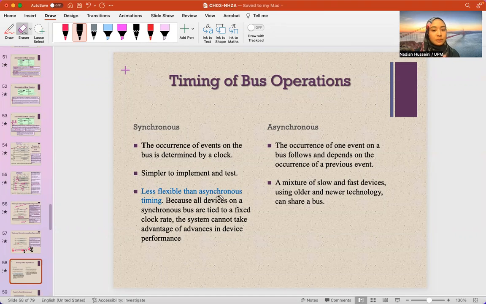However, it is less flexible than asynchronous timing because all devices on a synchronous bus are tied to a fixed clock rate. The system cannot take advantage of advances in device performance. Let's say you have a device that responds really fast and doesn't need to wait one clock cycle. You can't take advantage of that because you still have to wait for one clock cycle. Whereas for the asynchronous, if the device can respond faster, great, just go faster. A mixture of slow and fast devices using older and newer technology can share a bus for the asynchronous bus. So there are pros and cons to both.